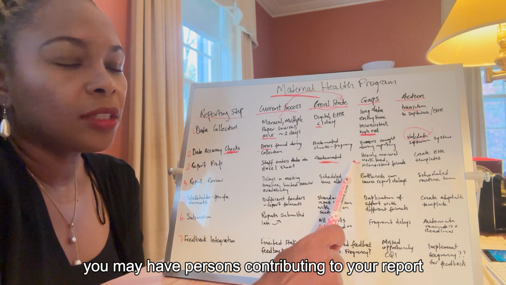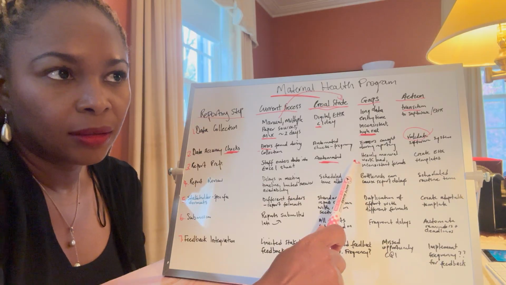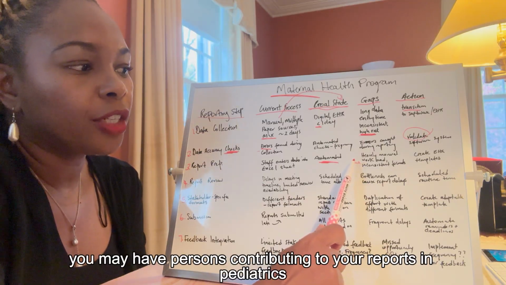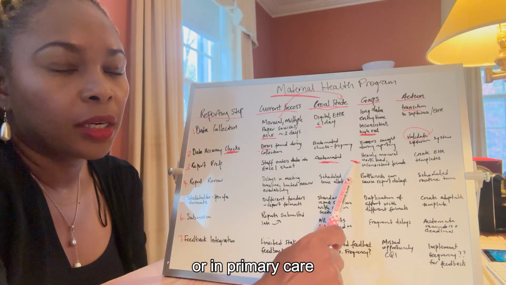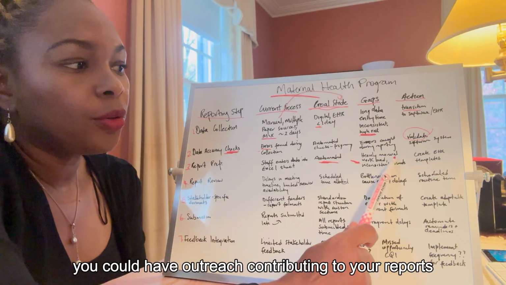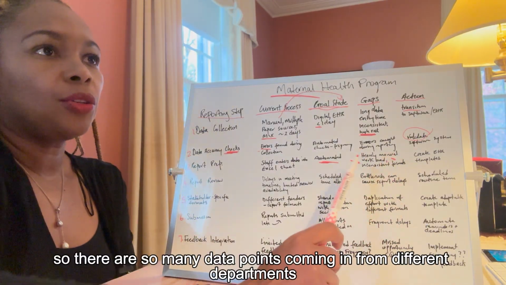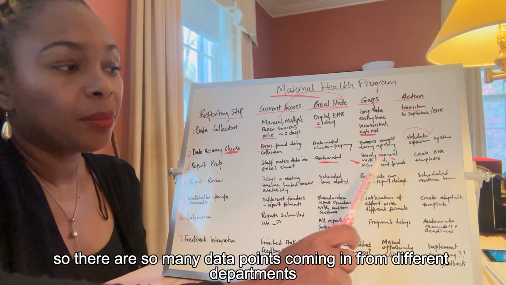For example, if you're working across departments for maternal health, you may have persons contributing to your report who are inside the clinic in OBGYN, for example. You may have persons contributing to your report in pediatrics or in primary care. You could have outreach contributing to your reports. So there are so many data points coming in from different departments.